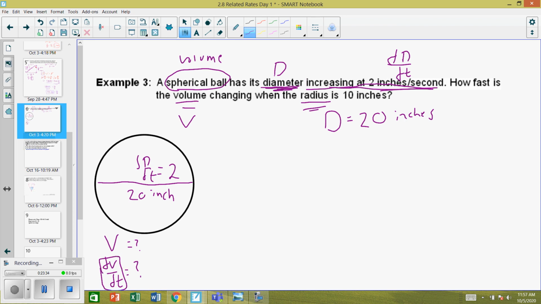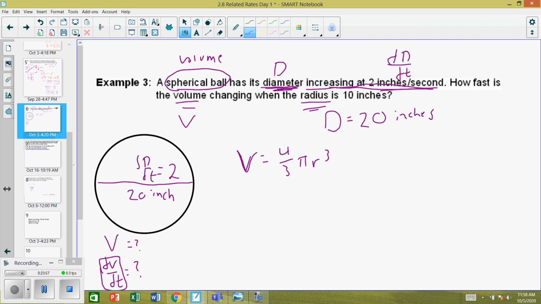All right. So for those that don't know, the volume for a sphere is 4/3 pi r cubed. And yes, you need to commit that to memory because I have seen this problem pop up multiple times.